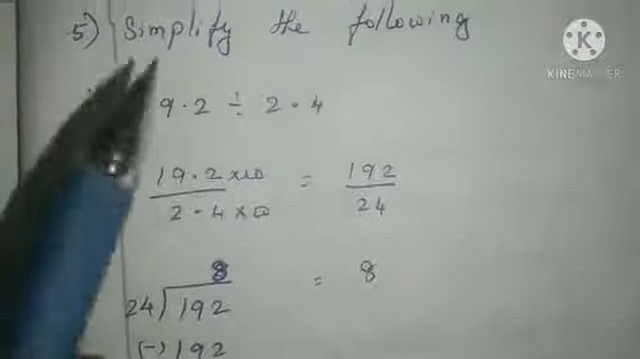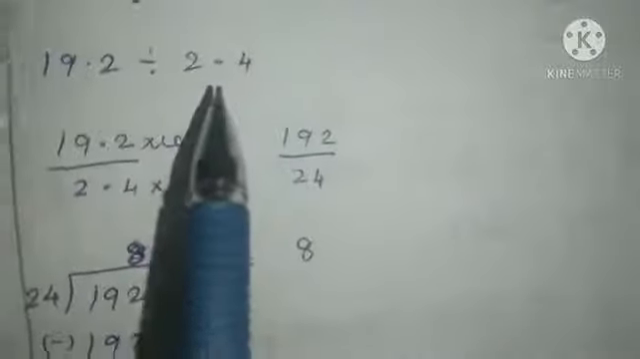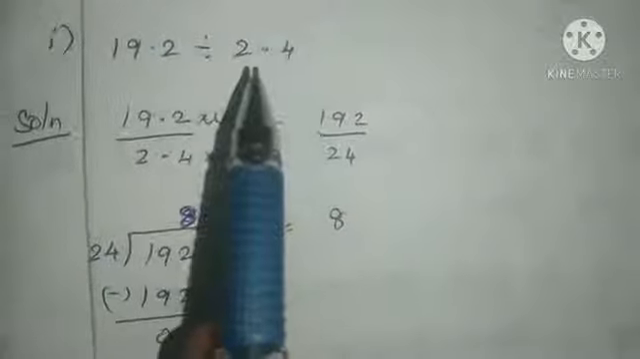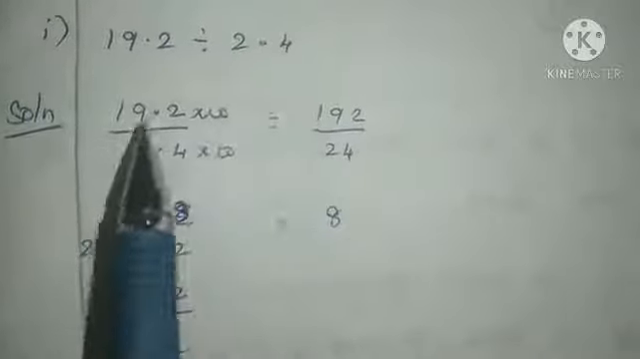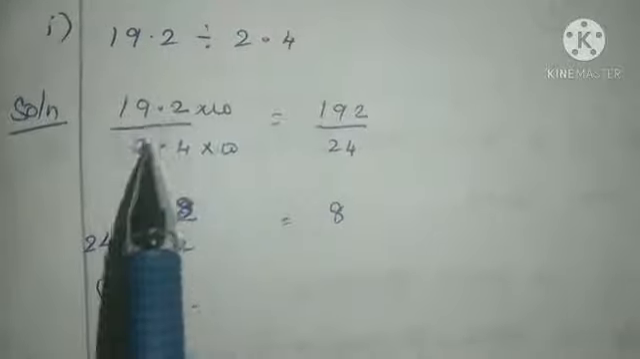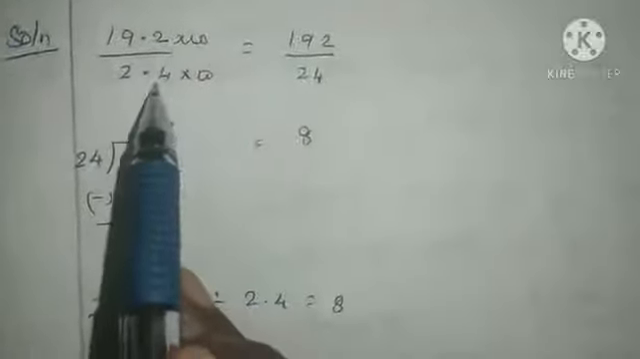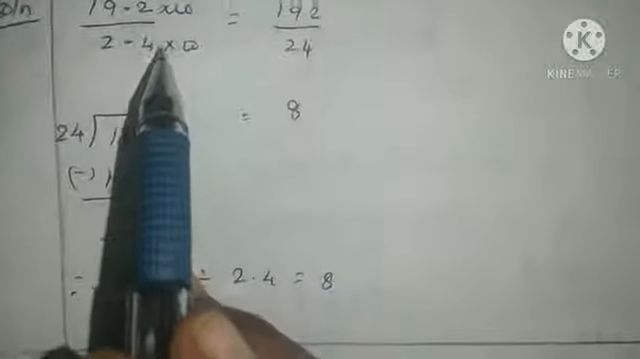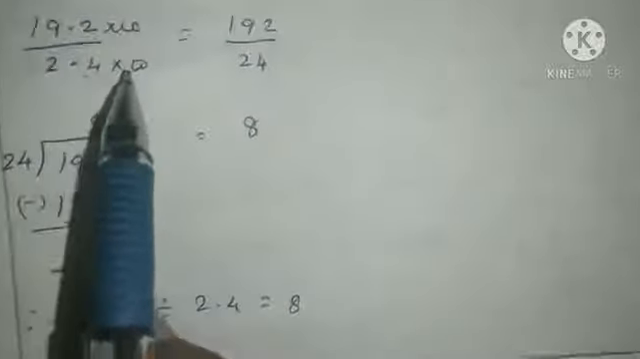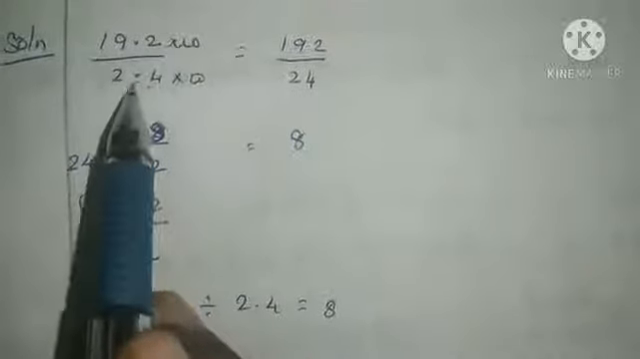Then the next sum, simplify the following. Here there are 2 decimal numbers, that is, the dividend is a decimal number and the divisor is also a decimal number. You have to find the quotient. 19.2 divided by 2.4. In the denominator also we are having decimal places. First we are going to remove the decimal place from the denominator. Here we are having 1 decimal place, so we are going to multiply both the numerator and denominator by 10 to remove the decimal places.